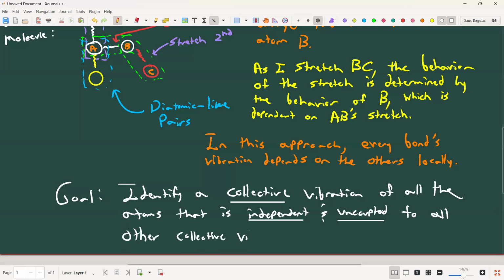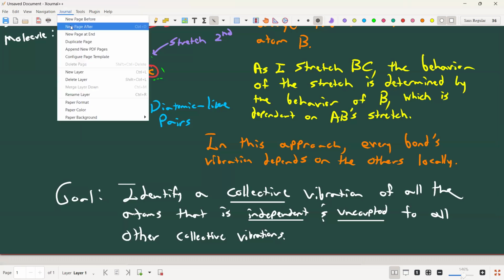Right? We're going to look at ways to move all of the atoms at once in unique ways that you can basically say that they're like individual bonds, right? They're these collective motions of the atoms, oscillations of a drum, that all interact independently. So how do we do that? So again, let's go back to our molecule, right? So I'm just going to draw another one.